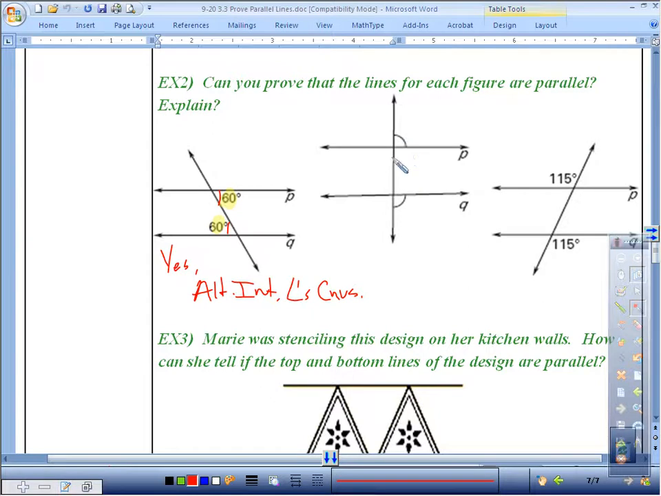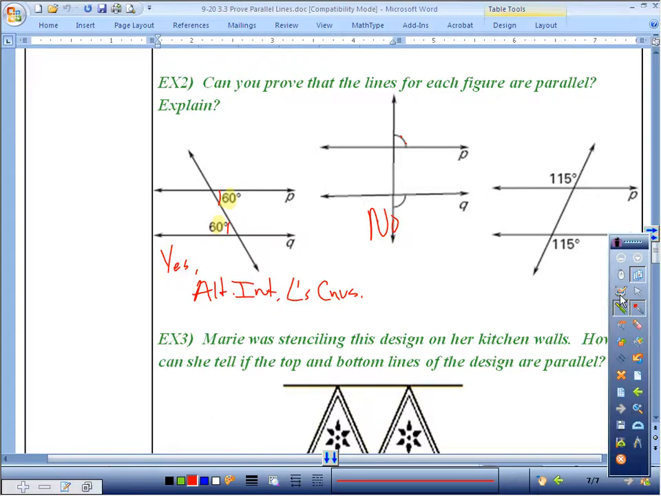Now in this one, I have this angle out here and this angle. This is not one of our four relationships. They're not alternate exterior. It would need to be over here. They're not in the interior. They're not corresponding, and they are certainly not consecutive interior. So you are not able to show that the lines are parallel.